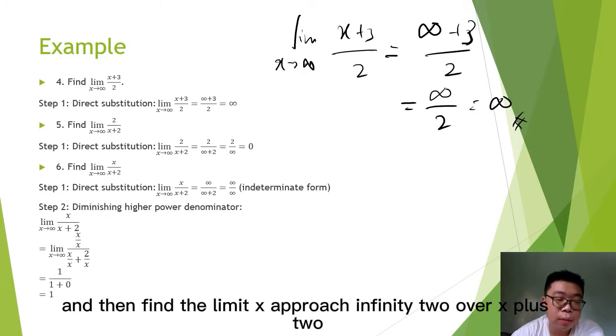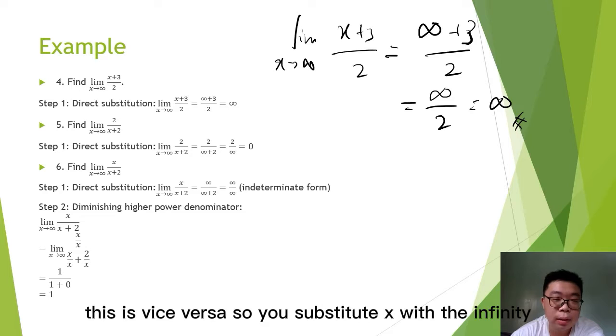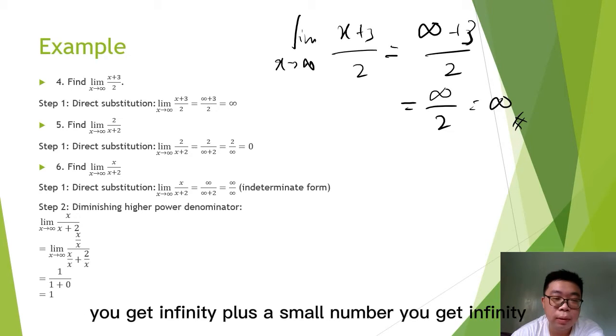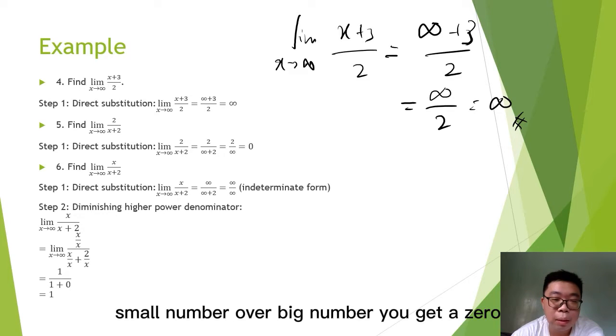And then example 5, the limit as x approaches infinity of 2 / (x + 2), this is vice versa. So you substitute x with infinity, you get infinity plus a small number, you get infinity. Small number over big number, you get 0.